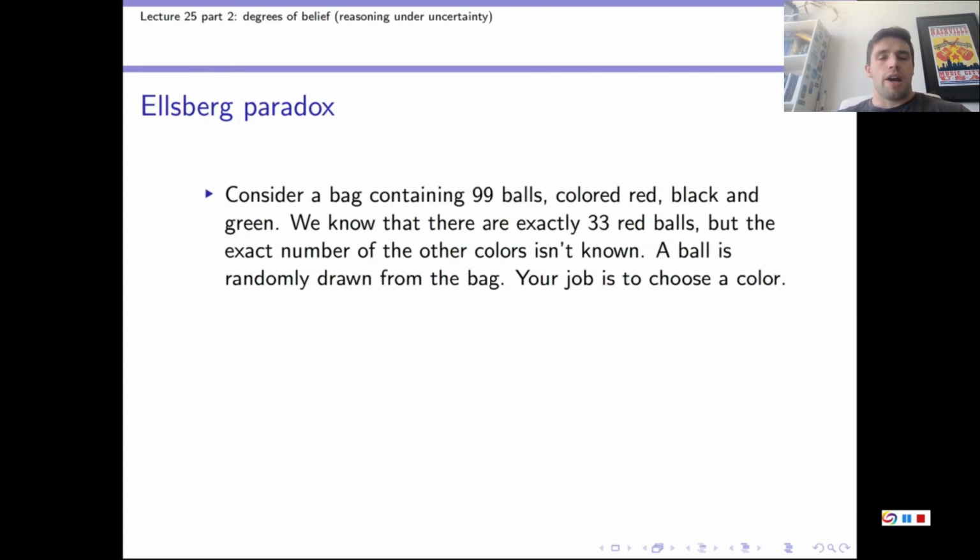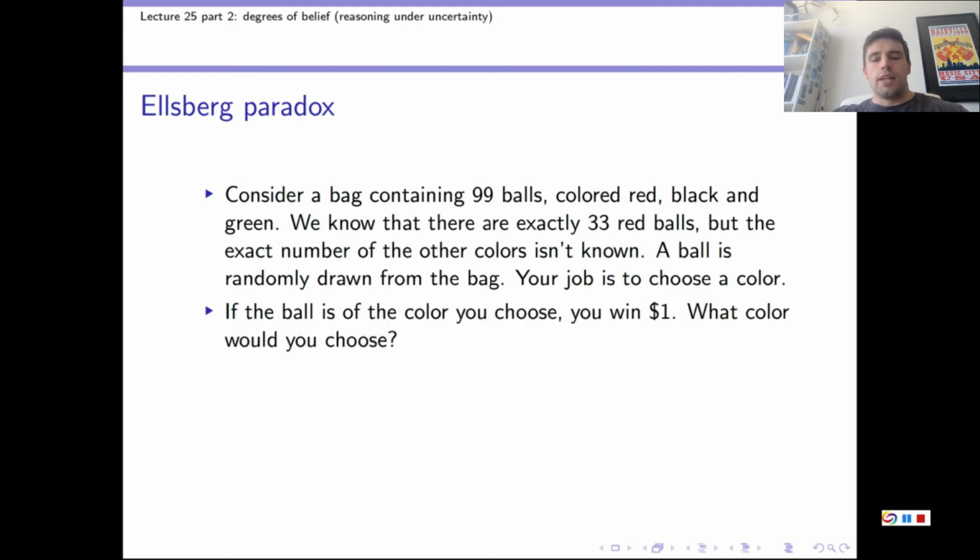So the Ellsberg paradox says this: consider a bag that contains 99 balls, coloured red, black and green. We know that there are exactly 33 red balls, but the exact number of the other colours isn't known. And a ball is drawn randomly from this bag. You have to choose a colour. So consider this. If the ball is of the colour you choose, you win $1. And the question is, what colour would you choose in this situation? So pause and have a go at it.